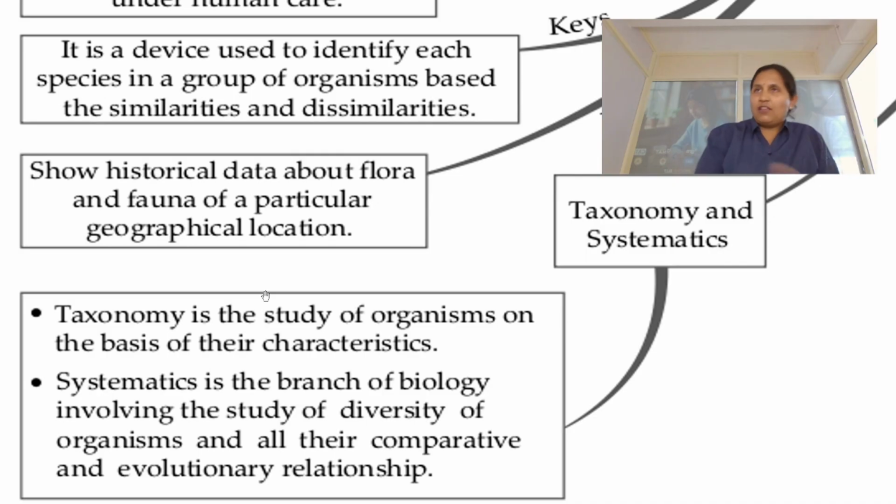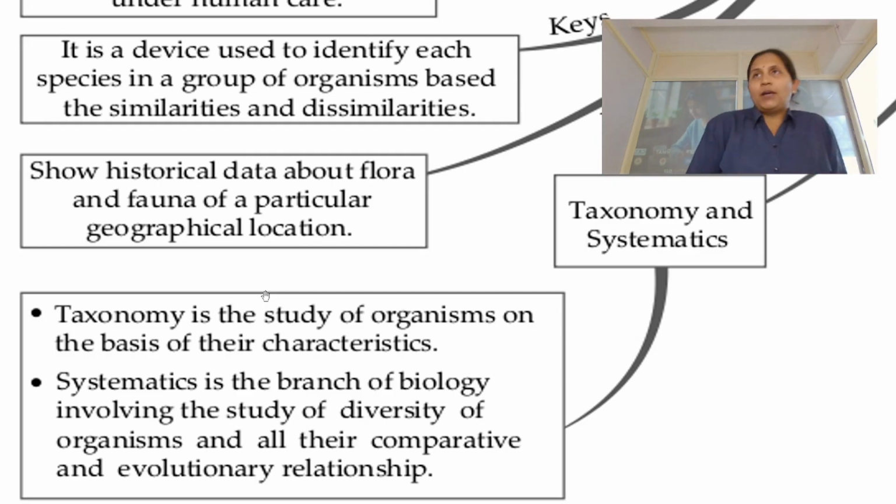Taxonomy and systematics, they have just given the definition. Taxonomy is the study of organisms on the basis of their characteristics, which includes identification, classification, and binomial nomenclature. Systematics is a branch of biology involving the study of the diversity of organisms and all their comparative evolutionary relationships.